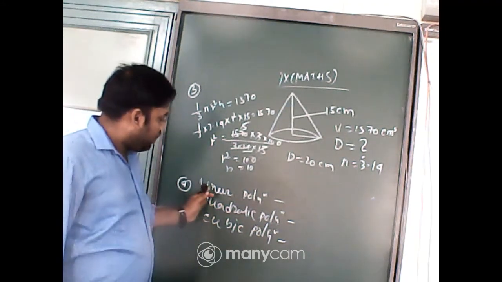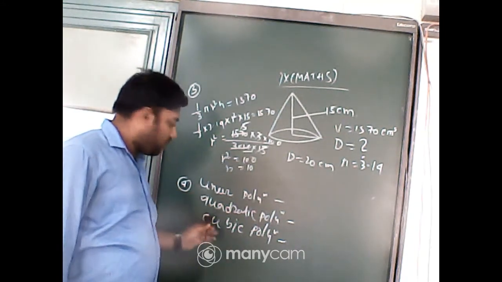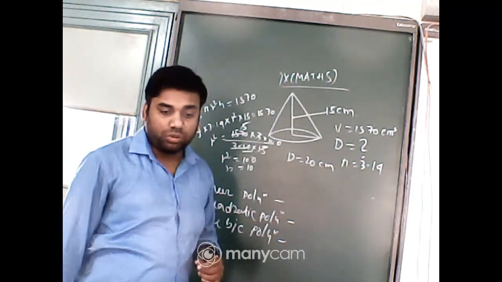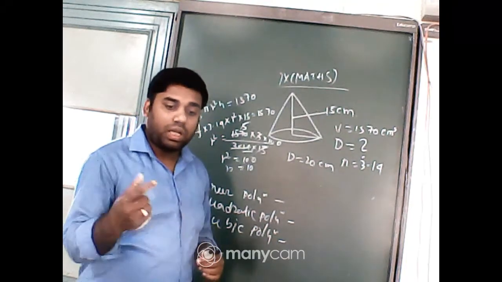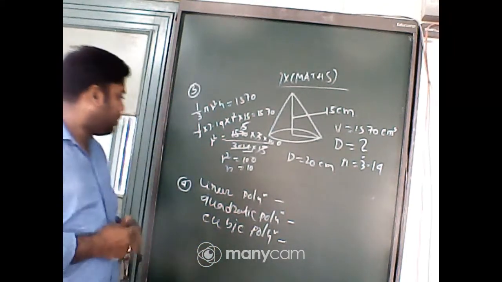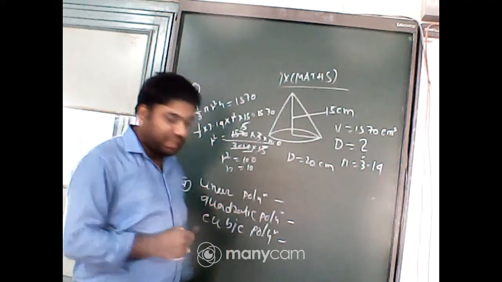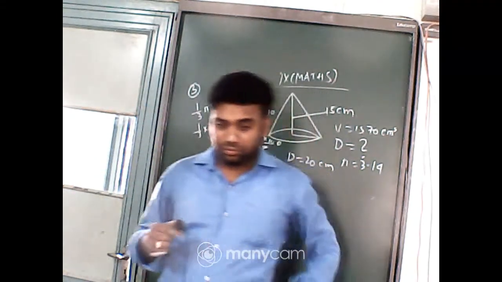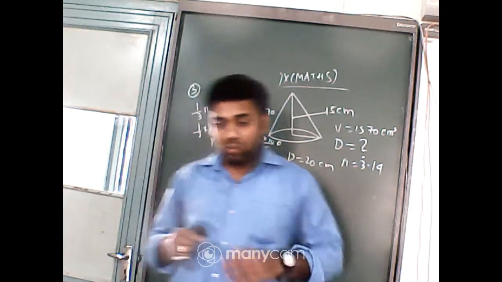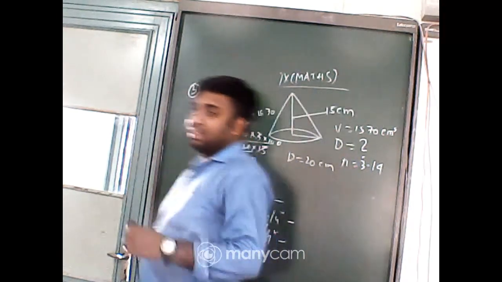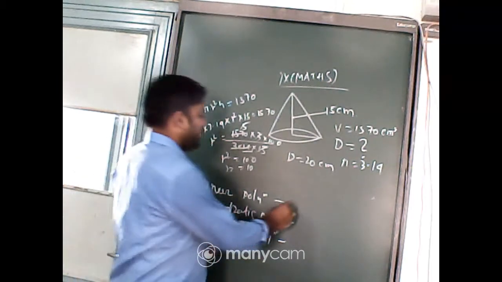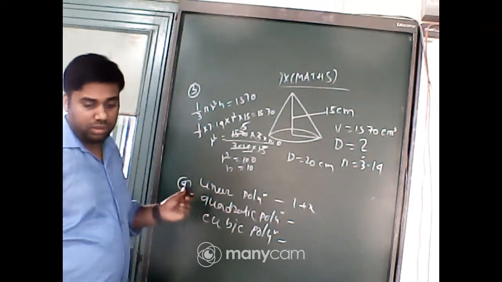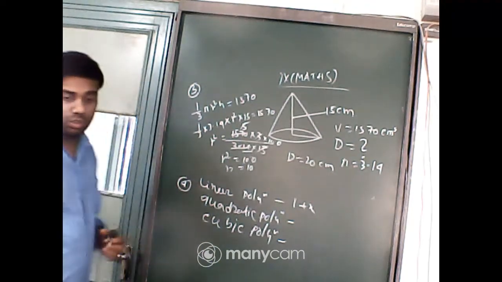Give an example of a linear polynomial, quadratic polynomial and cubic polynomial. First of all, it is very difficult for you to write the answer in the chat box. Just tell me, for a linear polynomial, what is the highest power of the variable? 1. Okay, very good. So you can say, sir, it is the polynomial 1 plus x. It is a linear polynomial.